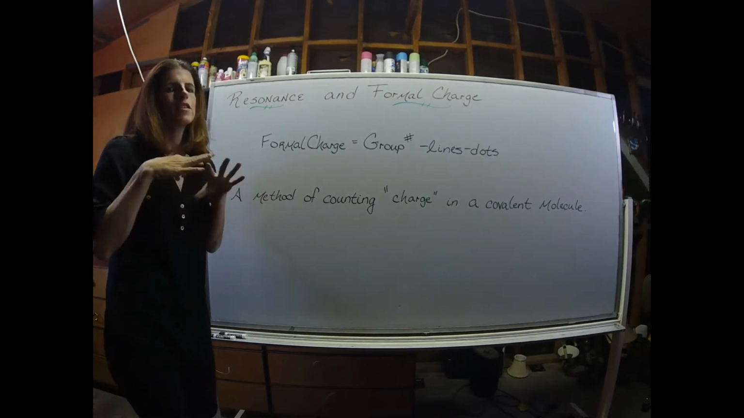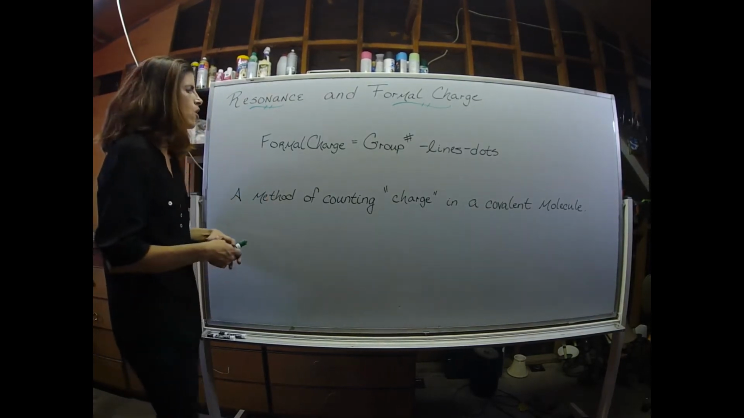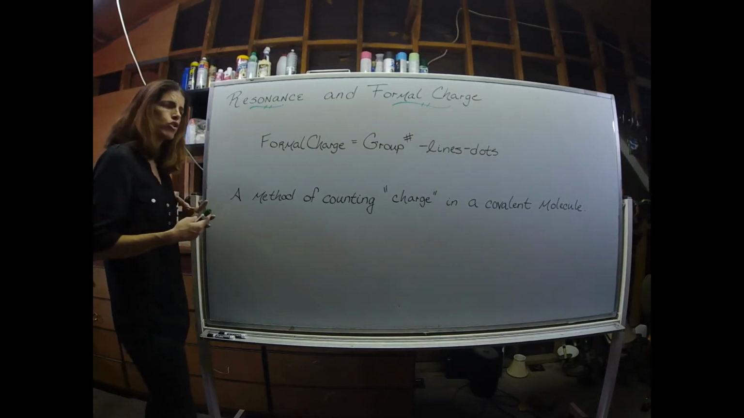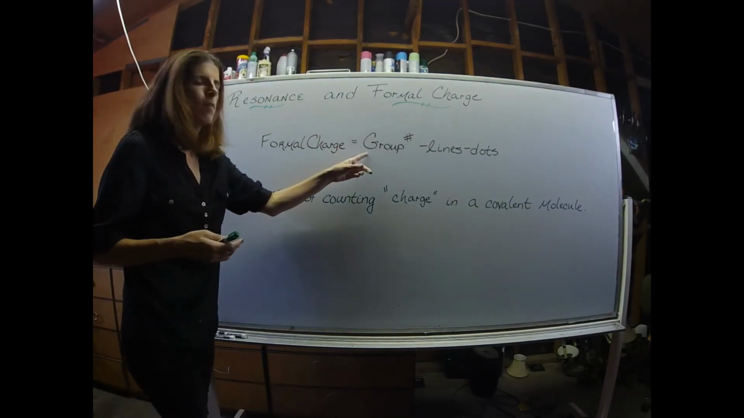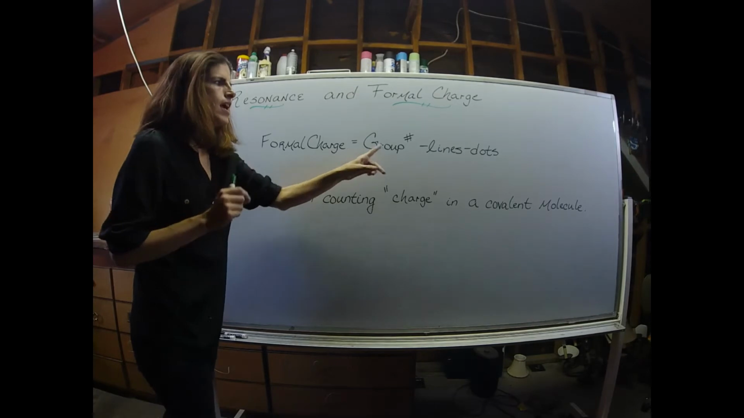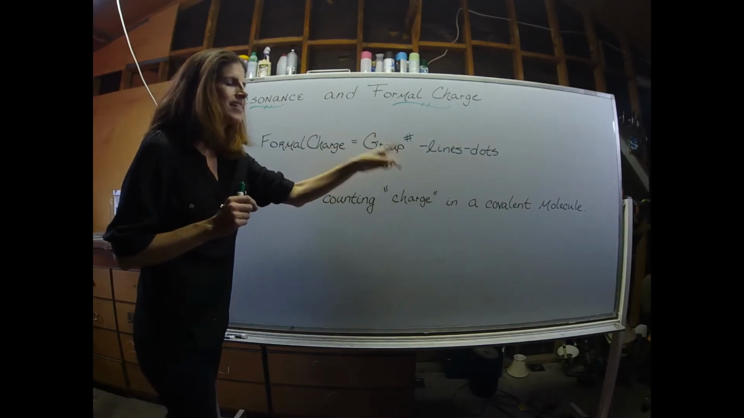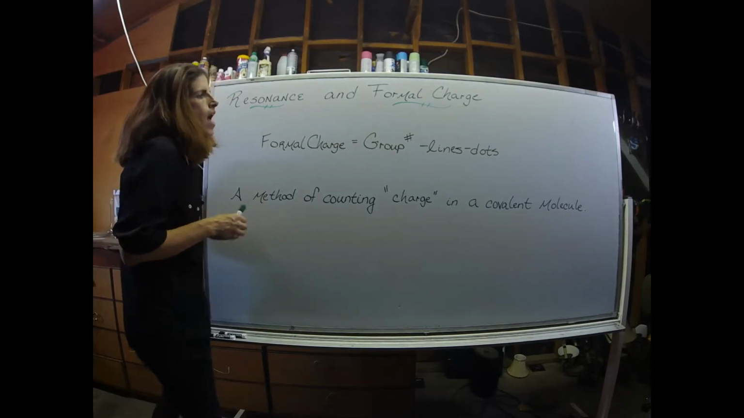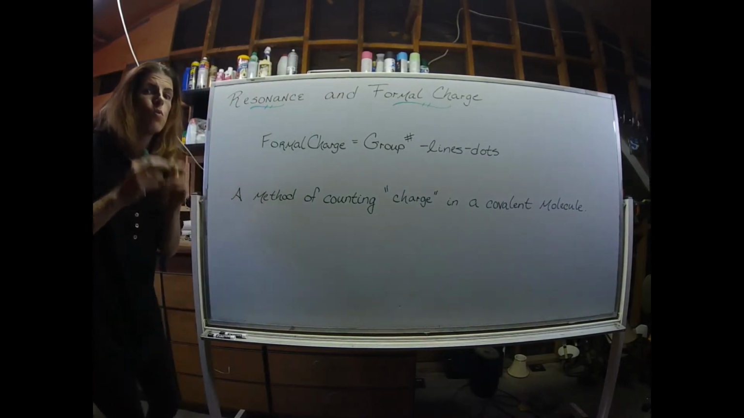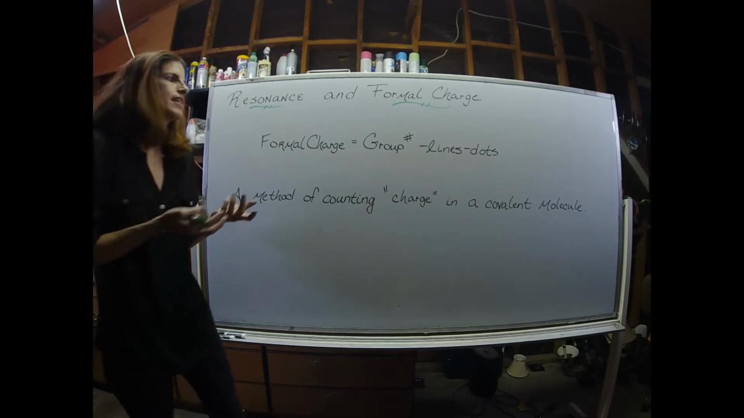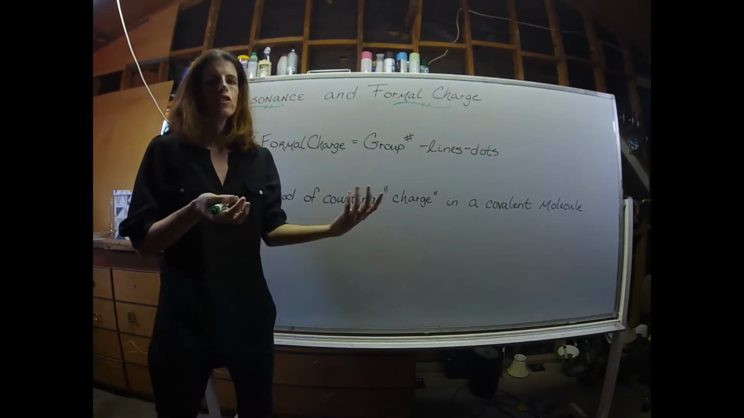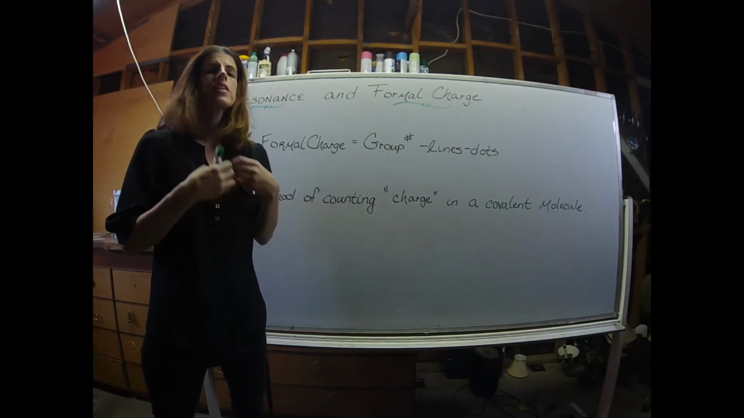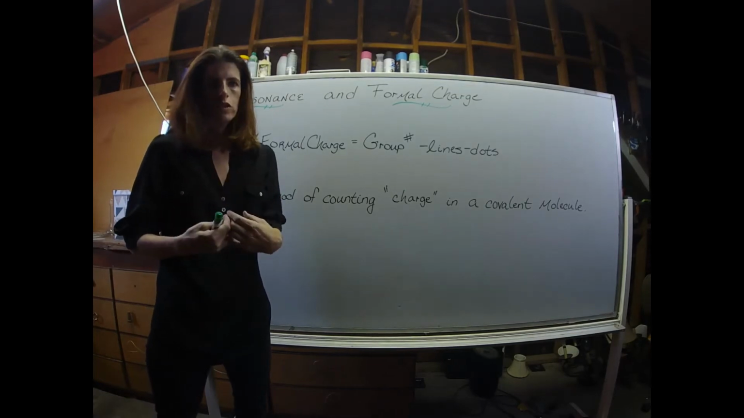I've eliminated the fractions completely. So when I calculate formal charge, I look up the group number of the atom, and then I subtract the lines and the dots that are directly connected to that atom. And the reason why I use the words lines and dots instead of bonds or electrons is to remind us to count those things individually.